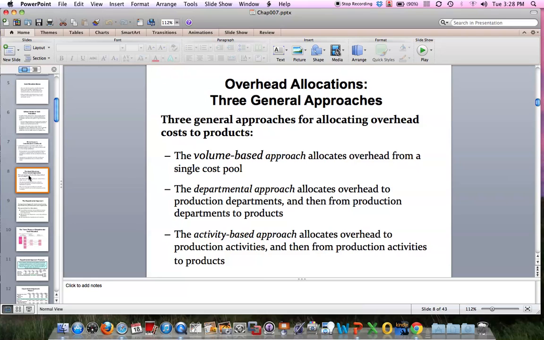Obviously, volume-based is the simplest, departmental is a little bit tougher, and activity-based involves the most work. We also know that in terms of relative numbers, the best numbers will come out of the activity-based approach, all else being equal, because there are more steps in the allocation and more things involved, so you get what we'll call a more accurate result.